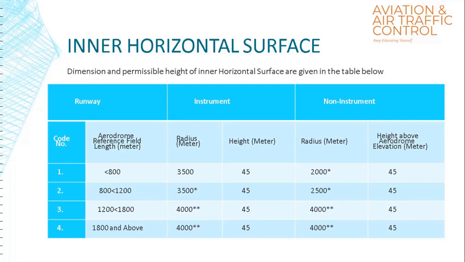If our runway is non-instrument, then based upon this table, for code 1 non-instrument runway, the two circular areas are of radius 2000 meters. For code 2 non-instrument runway, the two circular areas are of radius 2500 meters. And for code number 3 and 4 non-instrument runway, the two circular areas are of radius 4000 meters.